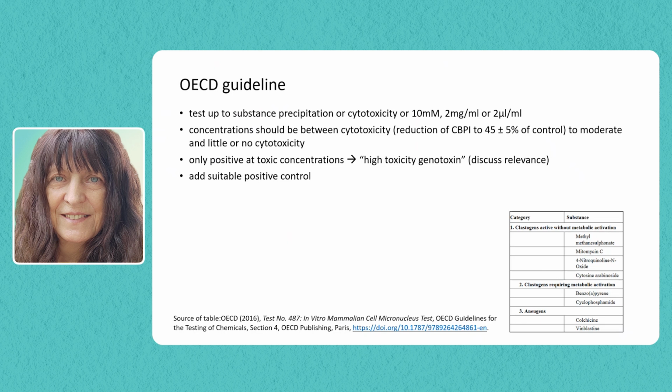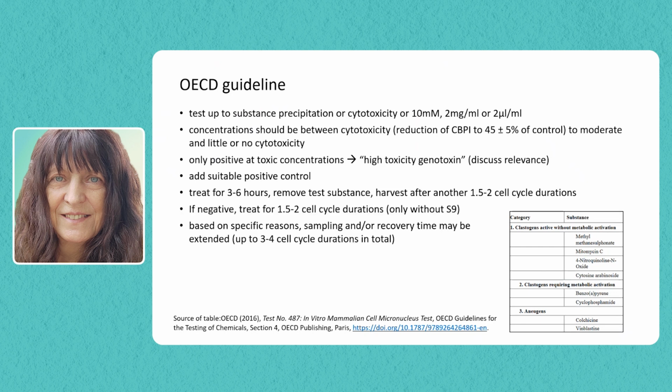And if you think your compound might be an aneugen, it might make sense to add a positive control of that category. And colchicine or vinblastine are the examples that are given. So they have some more information about how you should perform the test, which is useful if you also work in university type research as well.